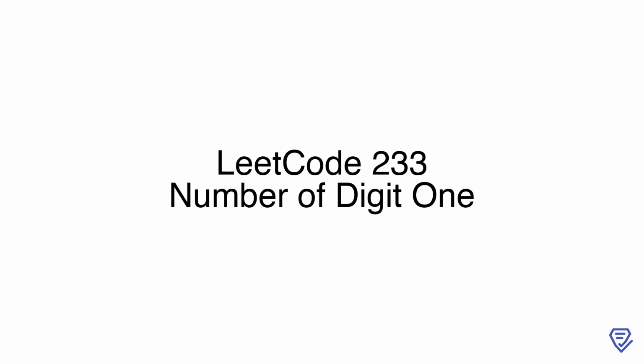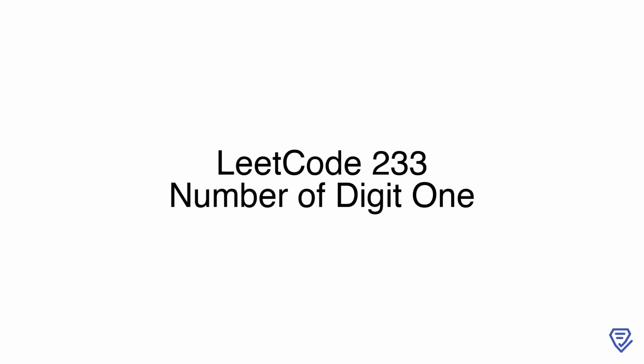Today, we'll explore LeetCode problem number 233, titled Number of Digit 1. In this problem, we aim to calculate how many times the digit 1 appears in numbers from 1 to n. We'll break down the approaches, discuss complexities, and learn key takeaways.